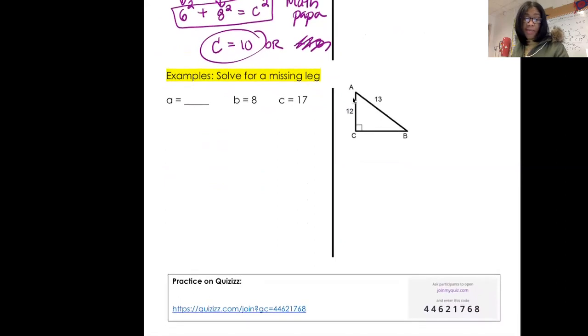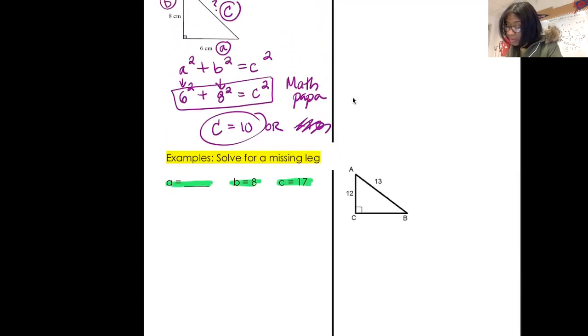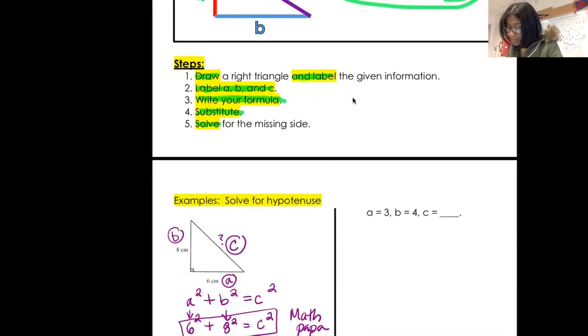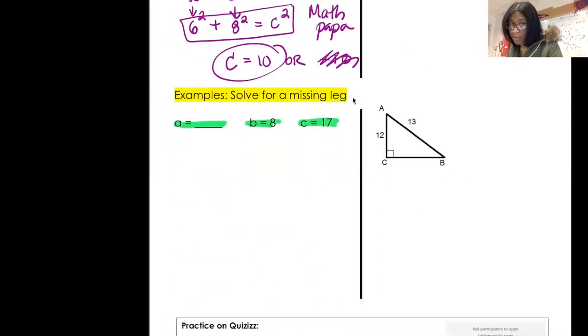In this next example, we're solving for a missing leg, okay? Again, we don't need to do step 1 and draw because they labeled it for us, okay? So in your journal, just copy this down. a equals blank, b equals 8, c equals 17. All right, step 2, label a, b, and c, no need in this problem, it's already separated.